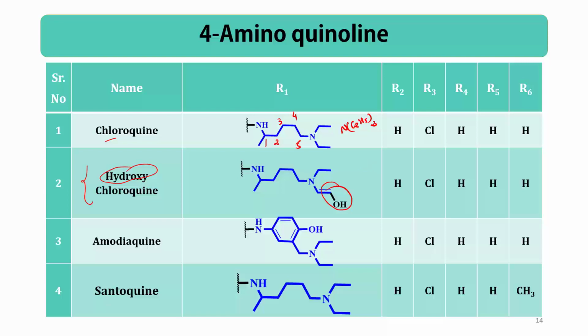In amodiaquine, there is a replacement of the C5 carbon chain with a phenolic unit, and that makes a difference in activity, but we still have the NC2H5 twice. In sontoquine, the sontoquine and chloroquine structures just resemble each other because the R1 moieties are the same, with a branched chain. Here there is a branched carbon, and here the branched carbon, but the condition is changed a little at the R6 position. So here what we see is that the R6 position has a CH.